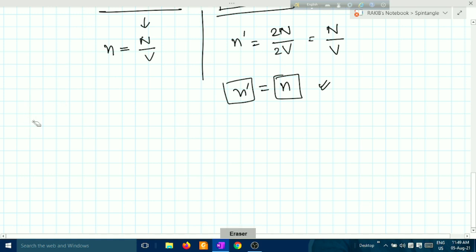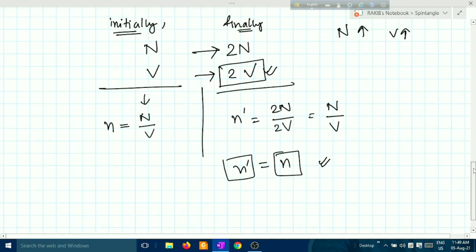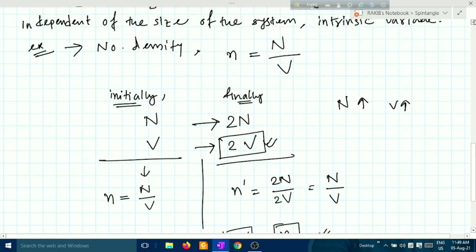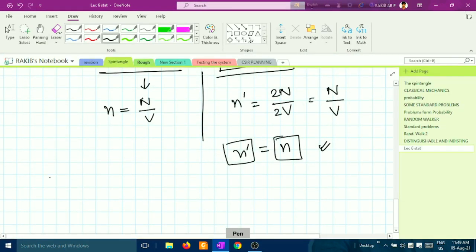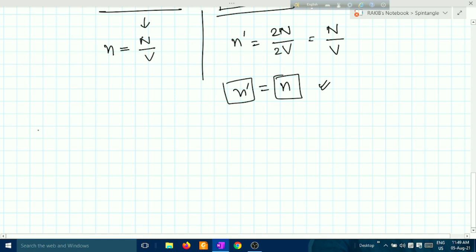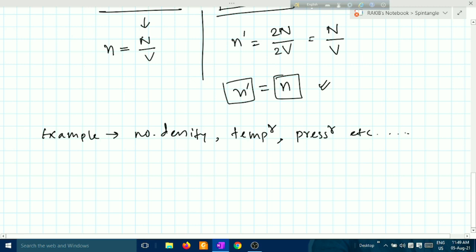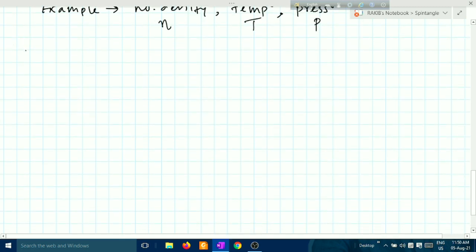Another example, you can check it on your own. Number density was the first example of an intrinsic variable. You can also write temperature of a system and pressure of a system. Temperature and pressure are intrinsic variables of a system. Number density is small n, temperature is capital T, and this is capital P, and so on.